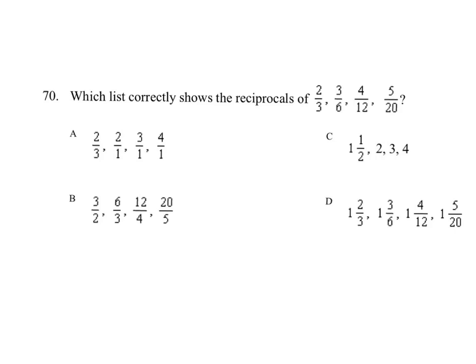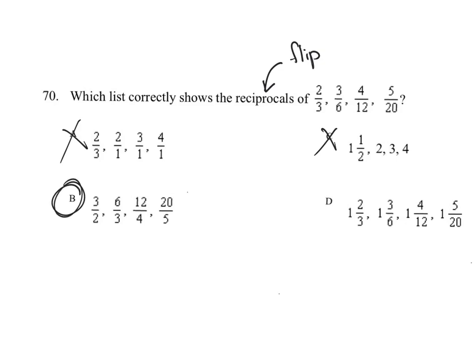Okay, question 70. Which list shows the reciprocals of 2/3? So reciprocal means the number that is the opposite of the fraction that when I multiply them gives me 1. So really this just means, quick terminology, flip. So this one, no, A doesn't even make sense. Neither does C, so those two should be your automatic marks off. But you see that if you flip 2/3, that gives you 3/2. If you flip 3/6, that gives you 6/3. Same thing for 12/4 and 20/50. So B is the correct answer.